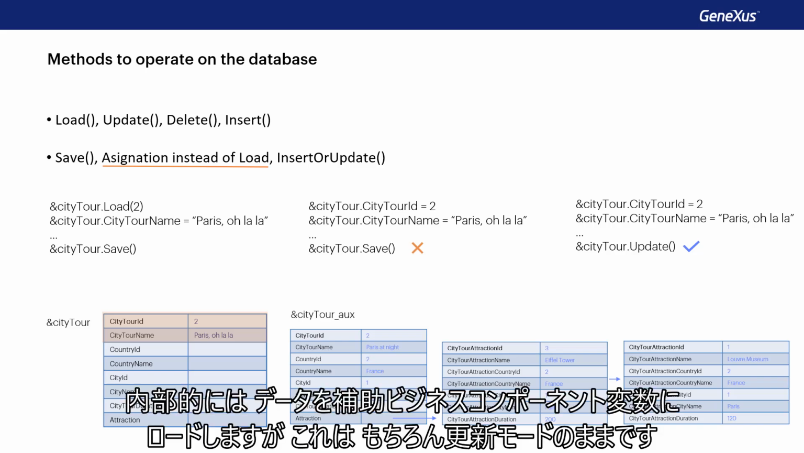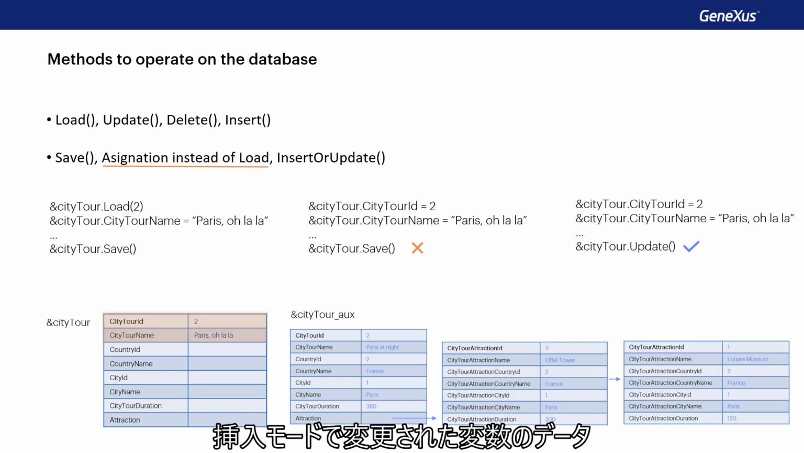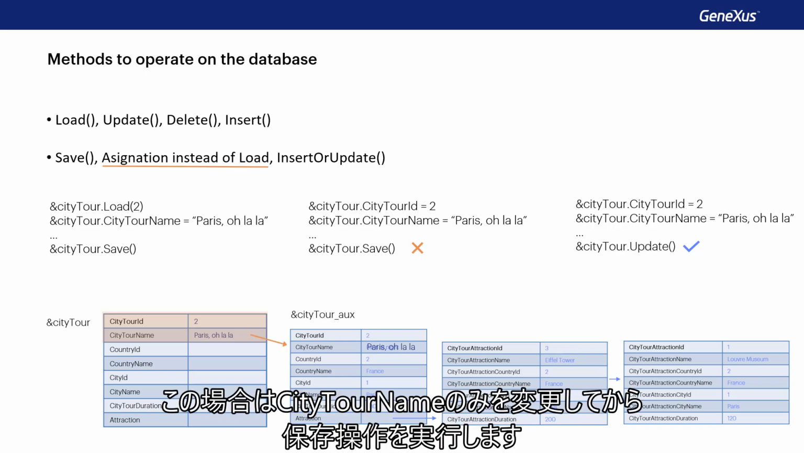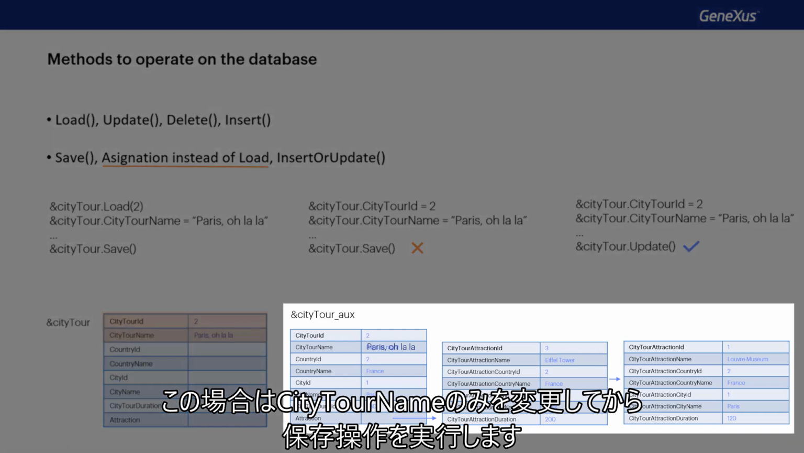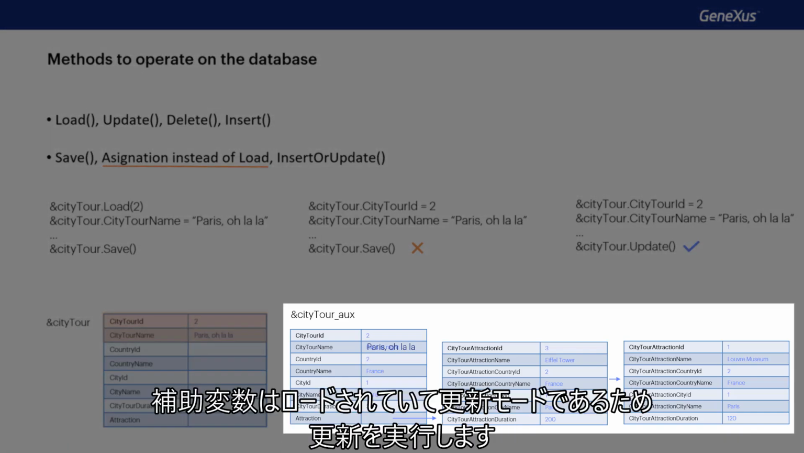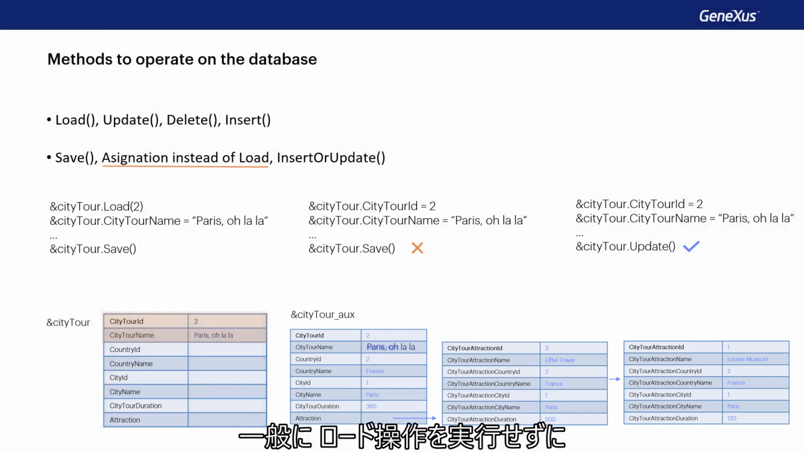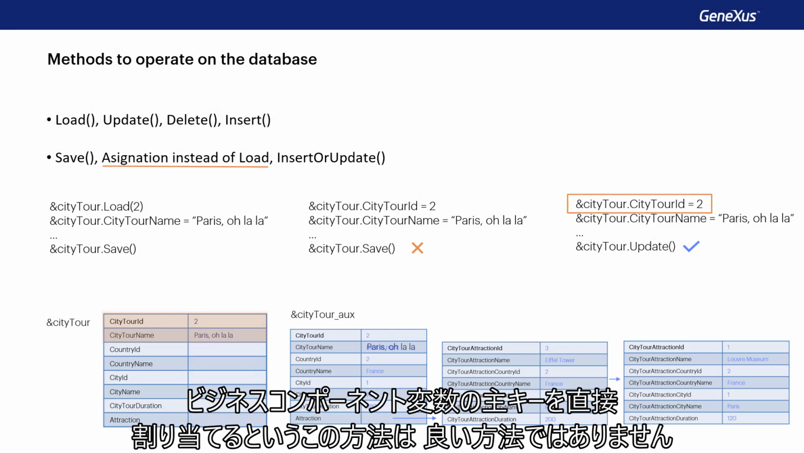Internally, it loads the data into an auxiliary business component variable, which of course remains in update mode. It changes the data that has been modified in the variable that is in insert mode, in this case, only the city tour name, and then it performs a save operation, since the auxiliary variable is in update mode because it has been loaded. It performs an update.